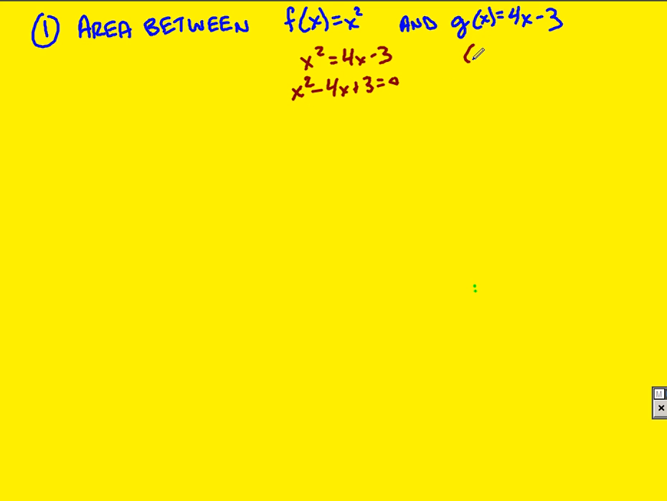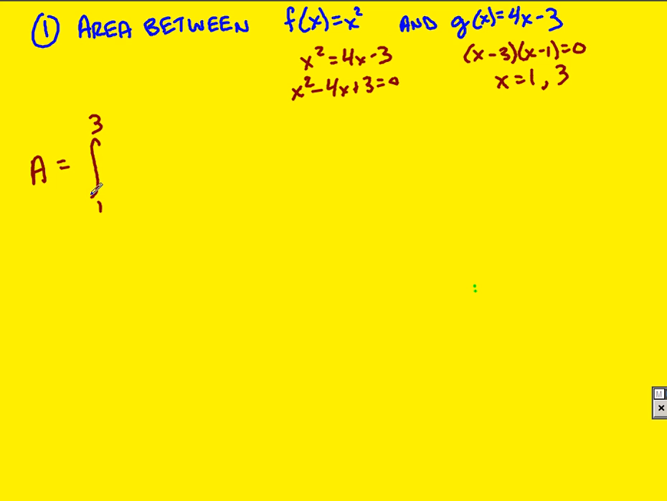This will factor. I'm going to bring it over here so I have room. x minus 3 and x minus 1 will equal 0. So my intersection points are at 1 and 3. That means the area equals the integral with the limits being 1 to 3 of one of the functions minus the other, top minus the bottom. So which one is it to do top minus bottom?